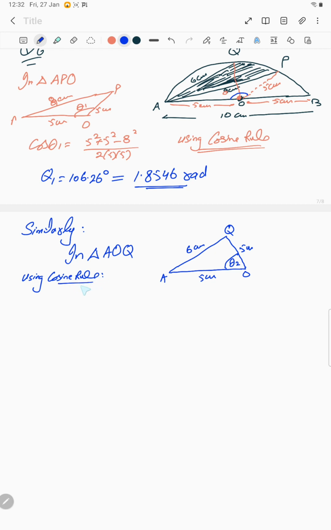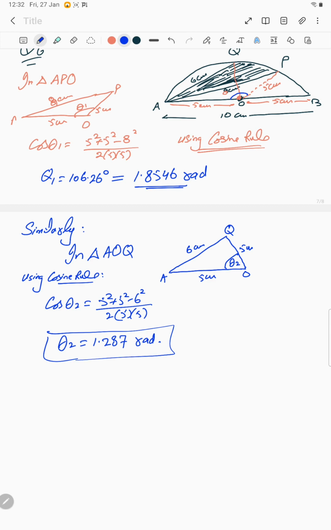By using cosine rule, we get cos theta 2 is equal to 5 square plus 5 square minus 6 square over 2 into 5 times 5. So after taking inverse of this whole result, I'll get 1.287 radian. Okay, I got these two angles.